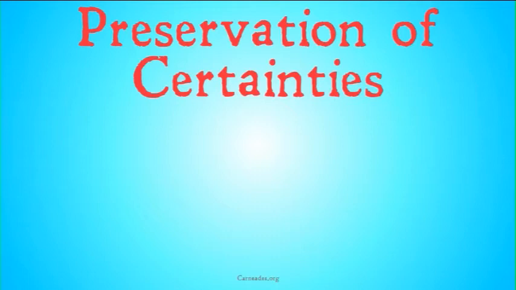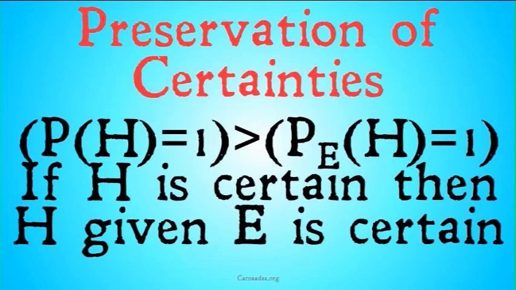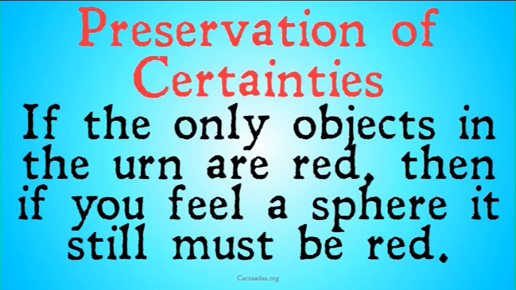Another consequence of these rules and definitions is the preservation of certainties, which says that if the probability of some hypothesis H is equal to 1, then the probability of H given any evidence E is also equal to 1. Basically, if H is certain, then H given E is certain. Also seems to make sense. Basically, if the only objects in the urn are red, then if you feel a sphere, it still has to be red. No matter what new evidence you get, that has to be a red object.